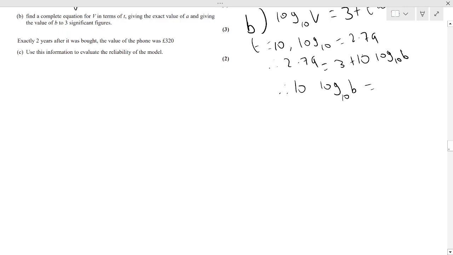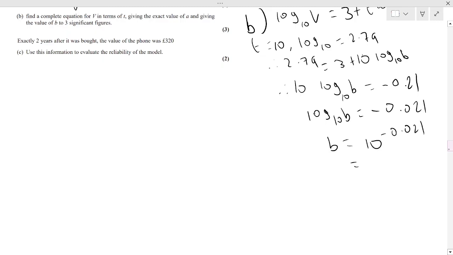And that's going to be minus 0.21. Then I can divide by 10 to say log 10 of b is minus 0.021. Then again, I can solve for b by taking tens on both sides. So 10 to the log 10 of b will be just b, because the 10 will cancel the log, since it's a base of 10. And so you're left with b being 10 to the minus 0.021, which to 3 significant figures, b would be 0.953.